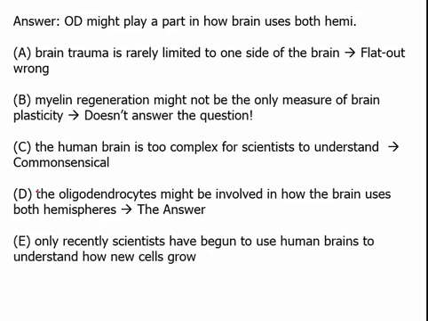Finally, E. Only recently scientists have begun to use human brains to understand how new cells grow. Is that backed up in the passage? Do you think it maybe kind of suggests it, seems to somewhat? Well, that doesn't sound like a right GRE answer choice to me. And in terms of how new cells grow, it does mention new cells, but in terms of rat brains and mice brains, so definitely E is not the correct answer.